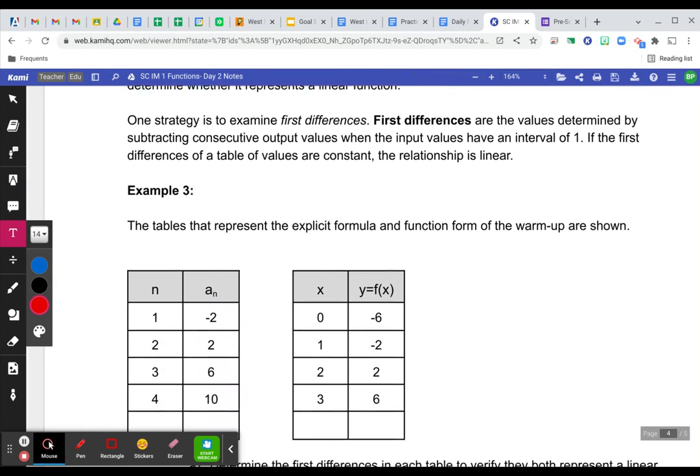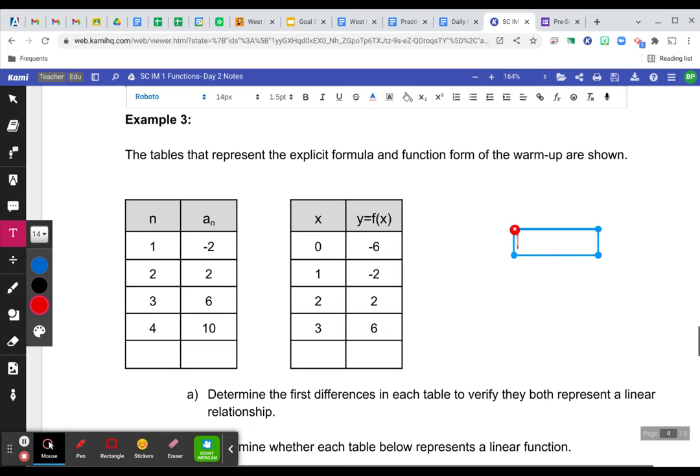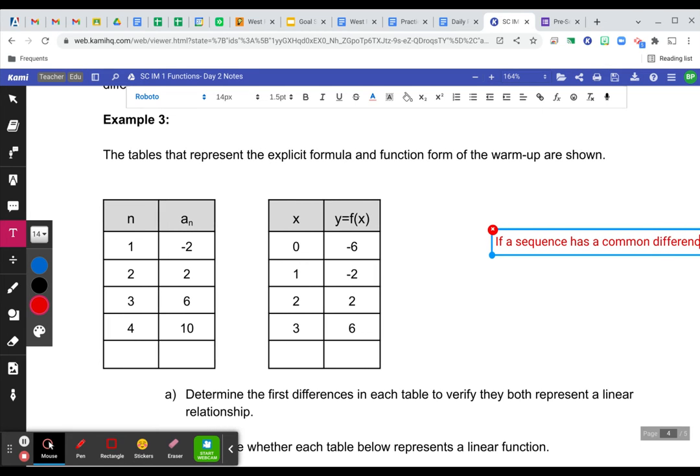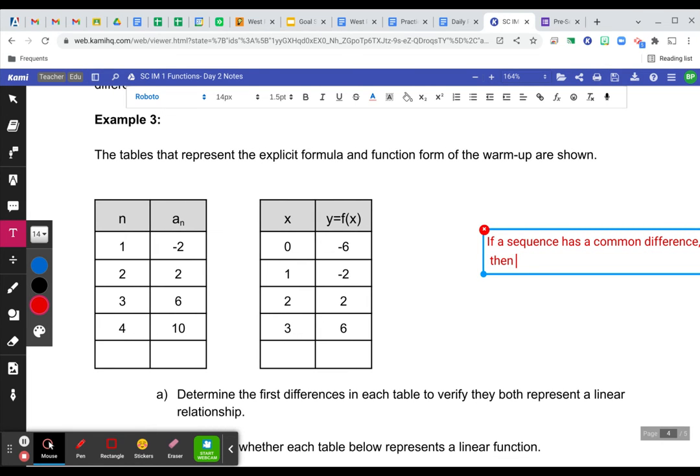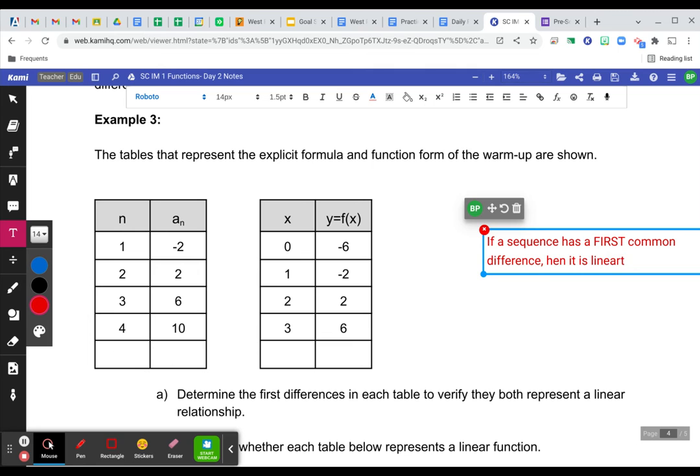Basically what it's talking about is first differences. And what we determined in class here is that if a sequence has a common difference, then it is linear. And I should be more specific here. If a sequence has a first common difference, then the sequence is linear. And that distinction is going to be important when you get to IM2 next year, because you're actually going to see what's called a second common difference.